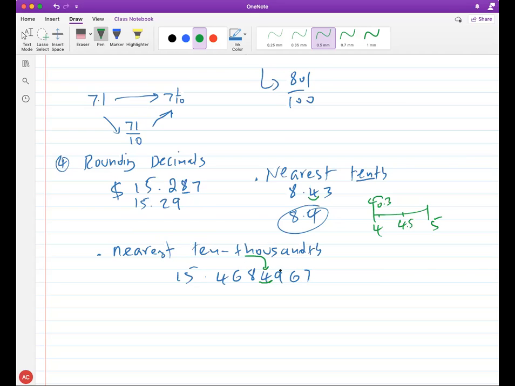So if it's 5 or more, so this is 5 or more, we're going to add 1 here and just ignore the other ones. So just cross all the other numbers. And this turns into 5.468, and this turns into 5. Okay, so the 4 here turned into 5 because we have a number here that's 5 or higher. And we just rounded this to the nearest 10,000.